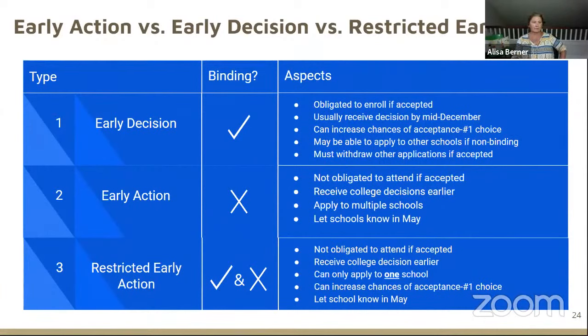And I subscribe to a little bit different philosophy on those reach schools. If you are so far off, you know, you're a 3.5 and their average is a 4.4, I would save the $70 and save that time that you're doing your application.